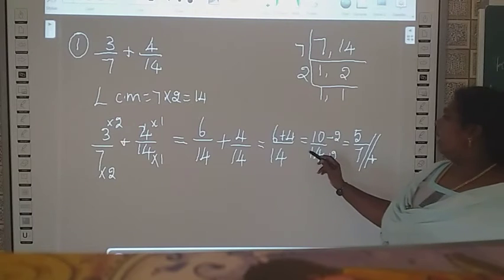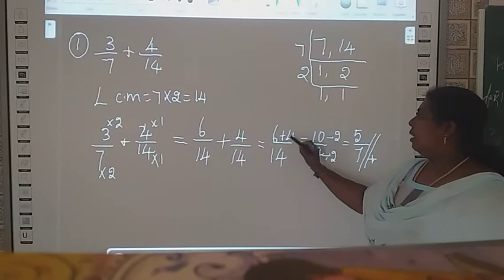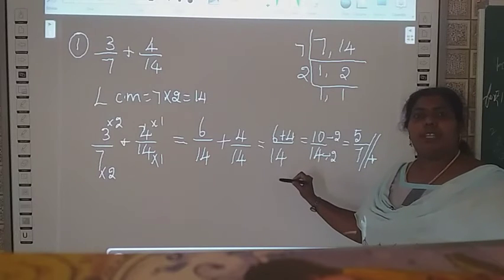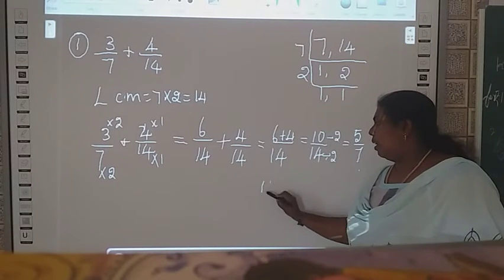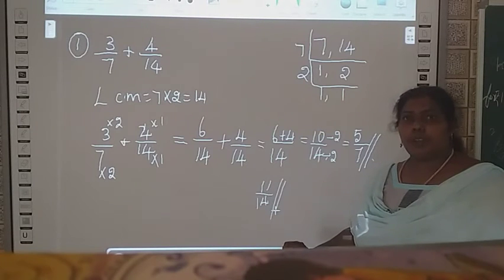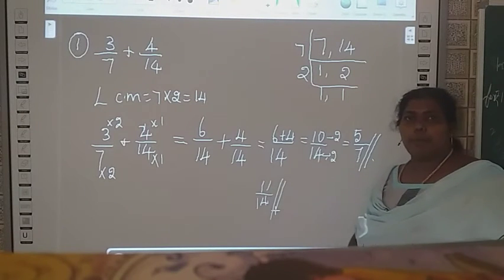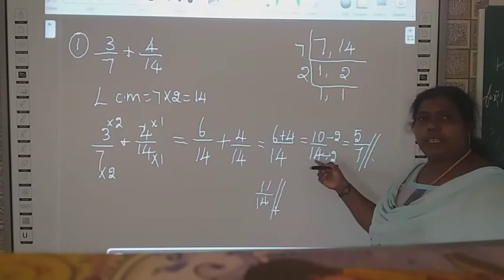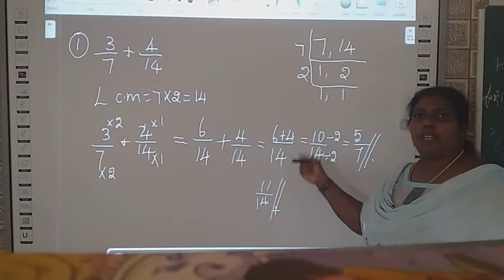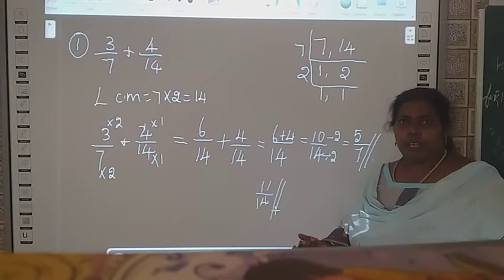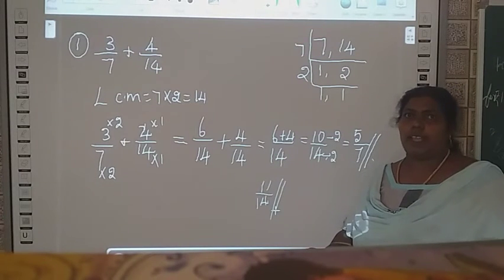For example, here a different number. For example, here 11, here 14. 11 by 14, for example. Okay, 11 by 14, so that is the final answer. No need to reduce because 11 is a prime number, right? We cannot reduce. But here the possibility is there: 10 divided by 14 means we can divide. If we can divide, we reduce the fraction. Understand? Yes?